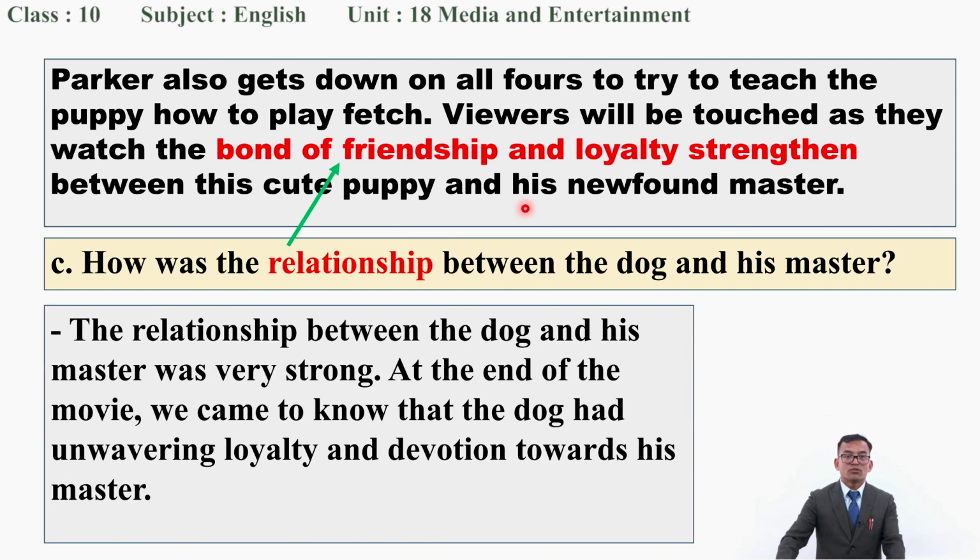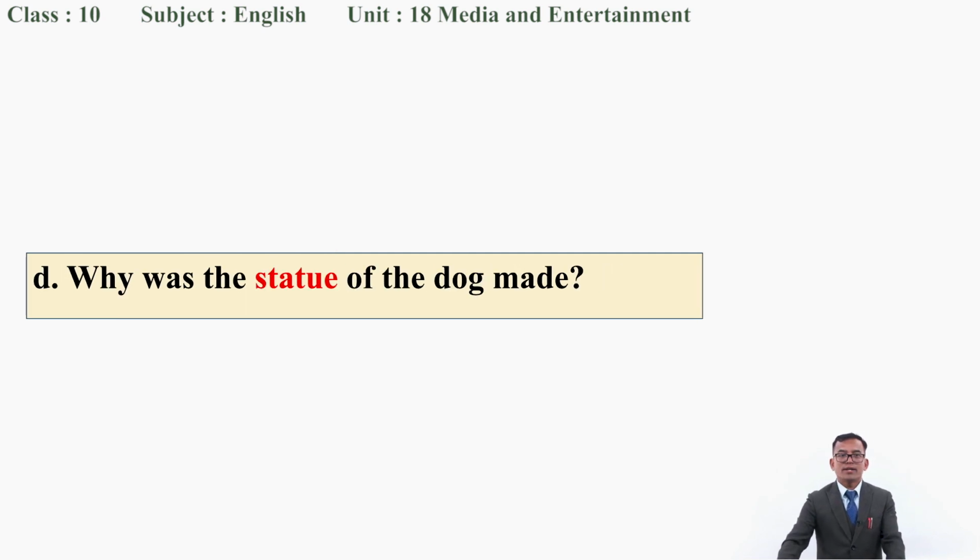So, the model answer of this question may be: the relationship between the dog and his master was very strong, isn't it? At the end of the movie, we came to know that the dog had unwavering loyalty and devotion towards his master. That's great. What about next question?